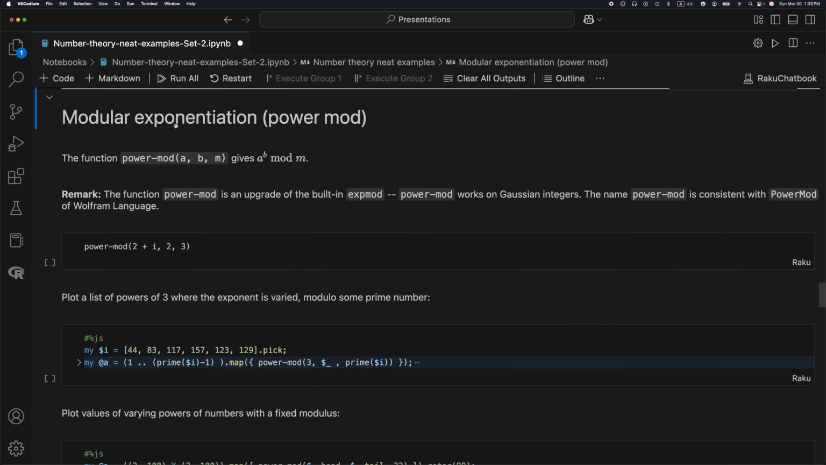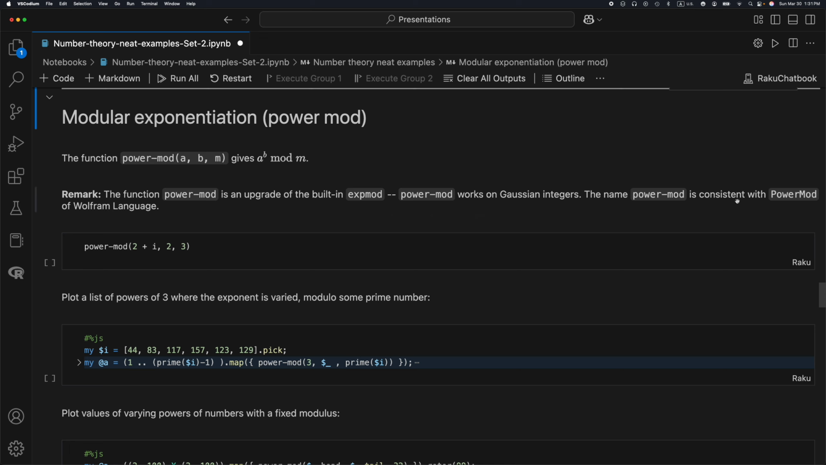All right, so modular exponentiation. It's defined in the following way. We have a number a, we exponentiate it with another number b, and we find the residual, the remainder, by dividing by m. So exactly how it is in this formula, the order of these three numbers appears in power-mod. Power-mod is an extension of exp-mod. Exp-mod is built into Raku. Power-mod, though, works on Gaussian integers, and I have changed it to not complain that much in order to be more convenient for certain computations, like, for example, making neat examples.